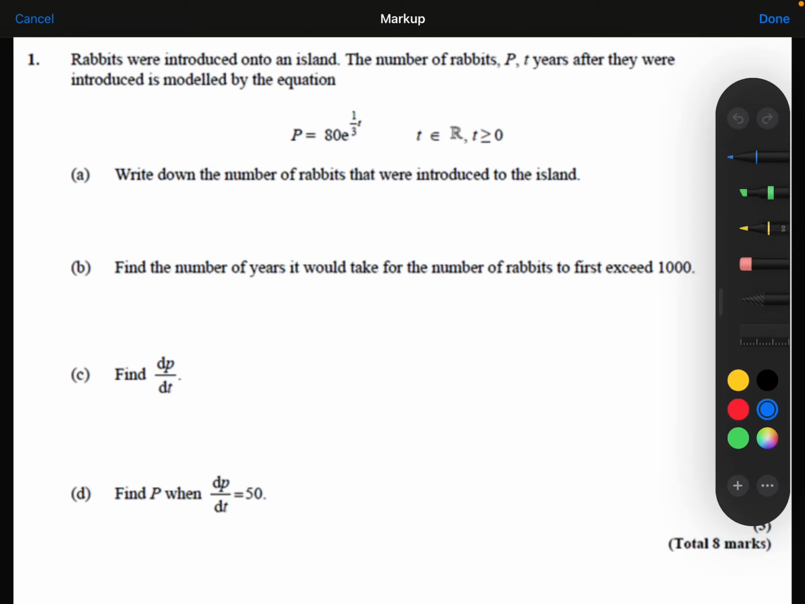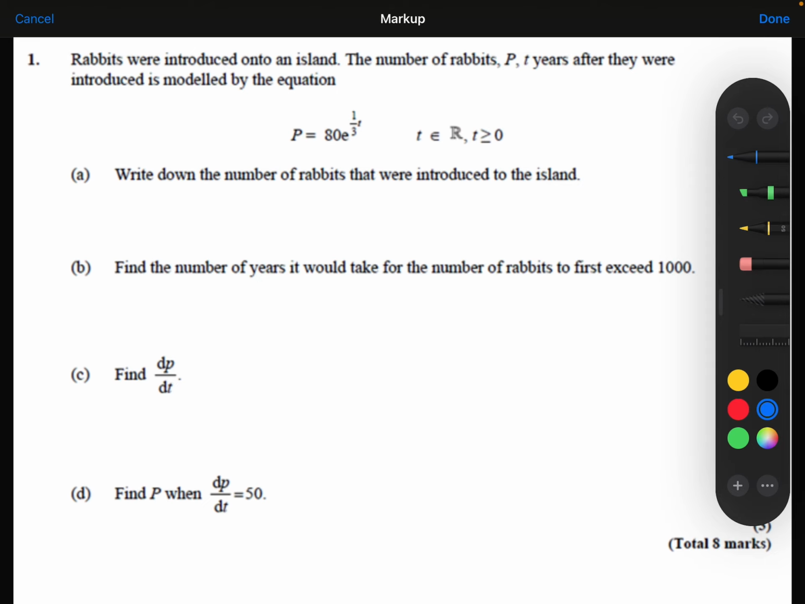Rabbits were introduced onto an island. The number of rabbits P, t years after they were introduced, is modelled by the equation P equals 80 e to the 1/3 t. Part A, write down the number of rabbits that were introduced to the island.